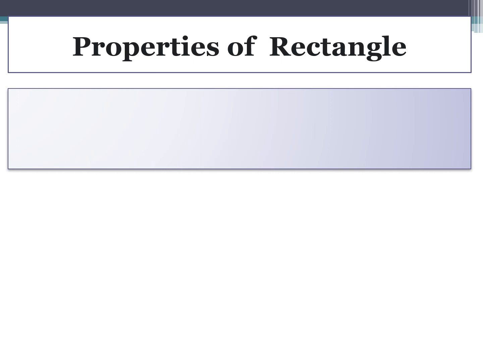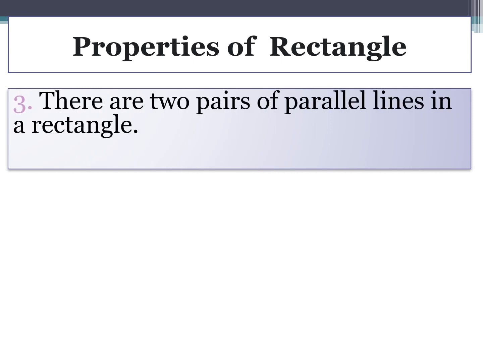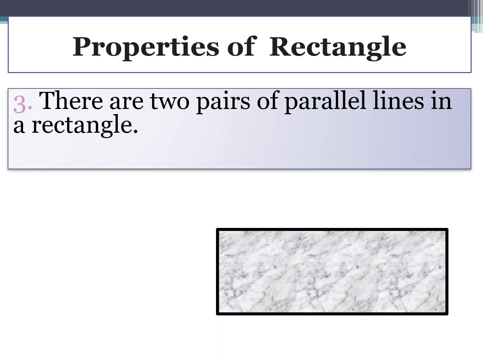Let's learn about the next property of a rectangle. There are two pairs of parallel lines in a rectangle. Here you can see a figure of a rectangle. We can name it as rectangle ABCD. So students, here you can see the two horizontal lines, line AB and line CD. Now you can see that there are two vertical lines, line BD and line AC.